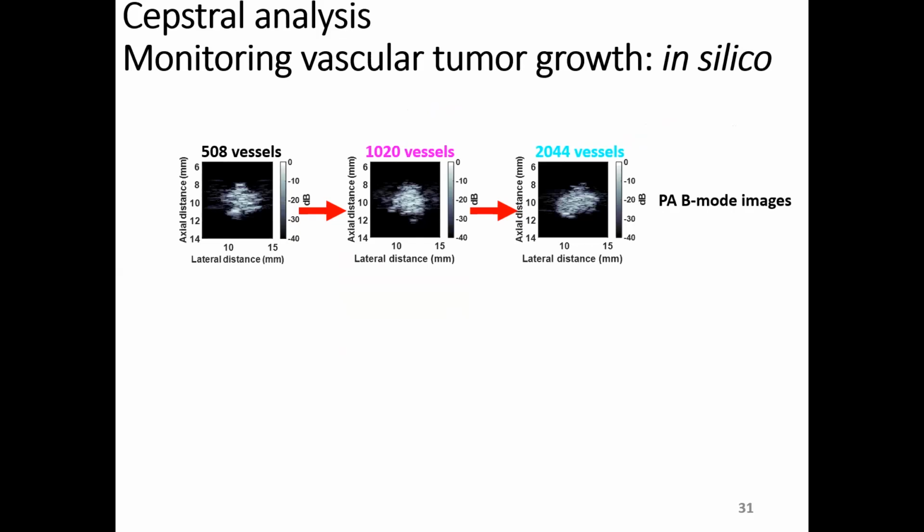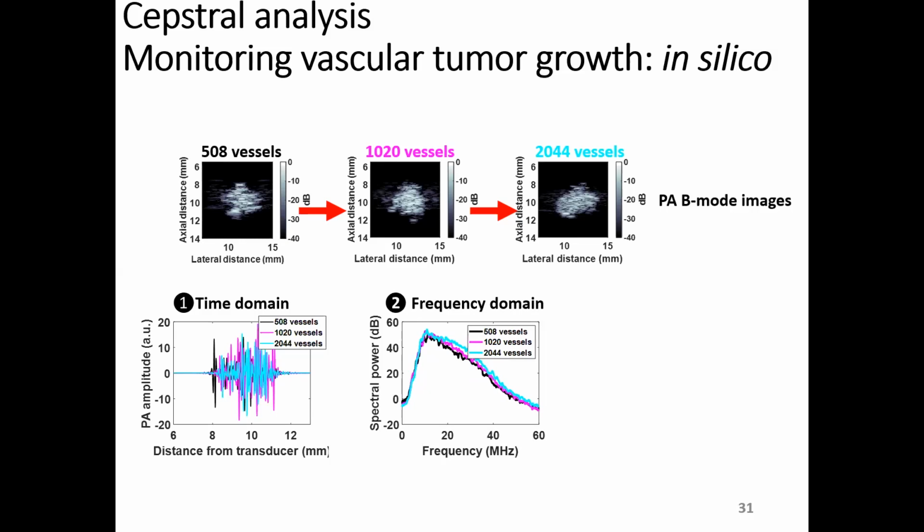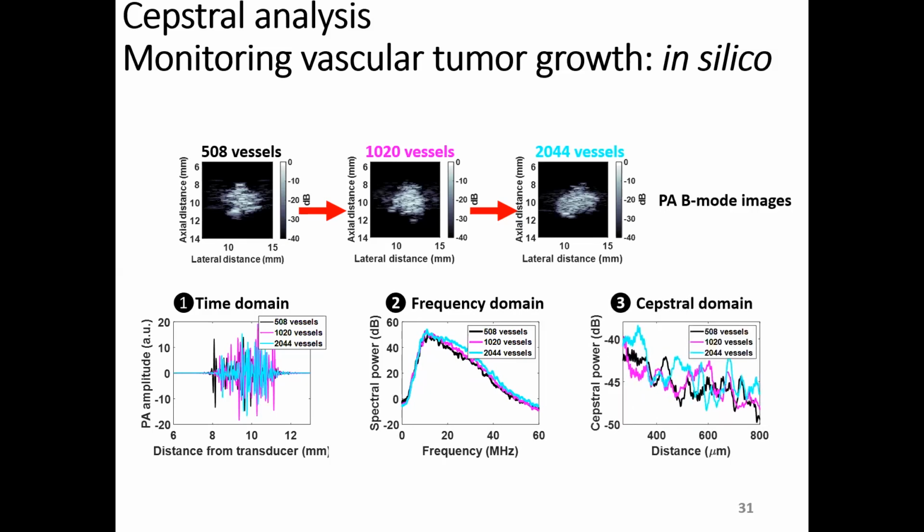And I remind you again of our 3 approaches, right? In the temporal domain, these photoacoustic signals look more or less the same, depending on which aspect or cross-section of the tree you're looking at. In the frequency domain, once again, there aren't a significant degree of changes because the size of the vessels is the same. But in the Cepstral domain, we actually start to see differences between these tumors.